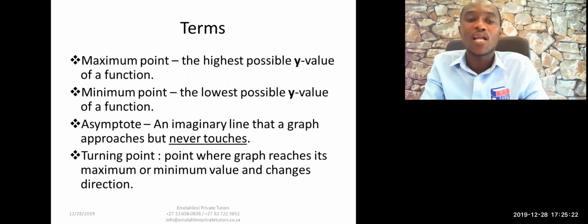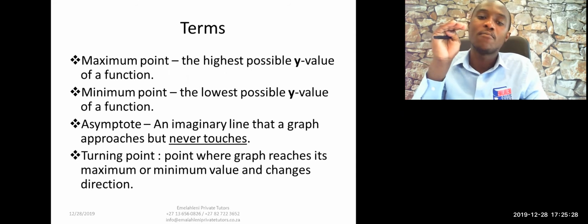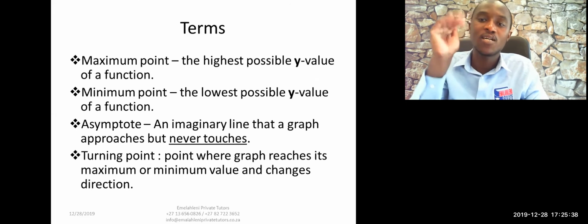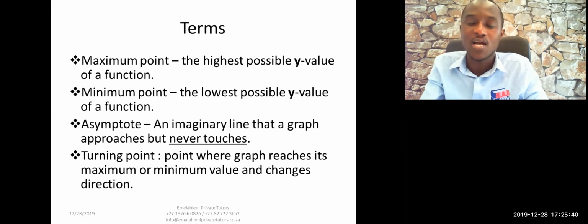Now, another thing that you need to understand is a maximum point. When talking of a maximum point, we are referring to the highest possible y value of a function. So maximum, minimum, we're actually looking at the y values. Maximum is the highest, minimum is the lowest y value, where your graph turns. So it's actually the turning point of your graph. Your turning point is either a maximum or a minimum.